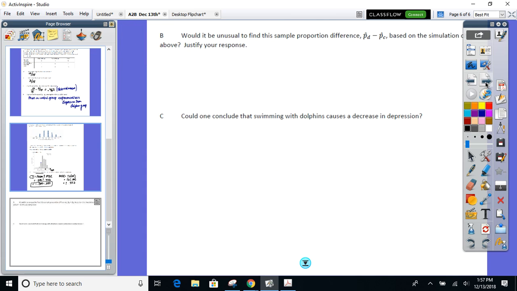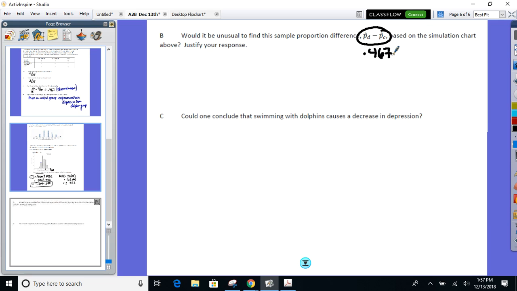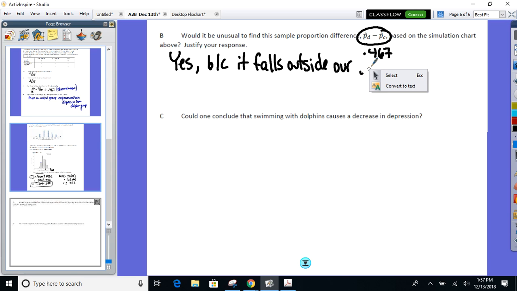So let's answer the question. Would it be unusual to find this value, which was 0.467, based on this simulation chart? Is it unusual to find 0.467 on that simulation chart we just did? Yes. And then our reason why from now on is going to be because it falls outside our, what did we just compute? Confidence interval.